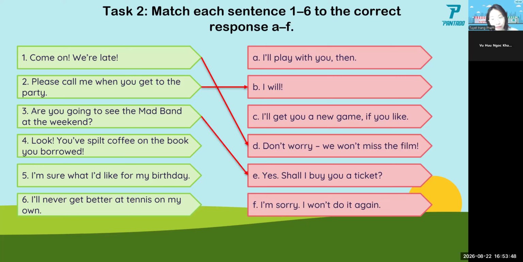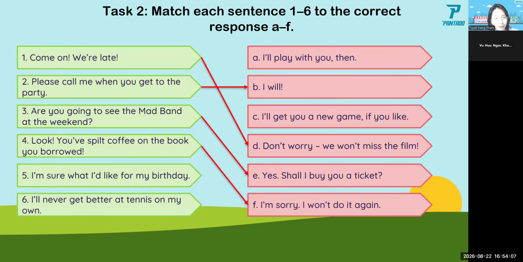You have E? Yes. So I buy your ticket. Number 4. Look, you've spilt coffee on the book you borrowed. You just F. I'm sorry, I won't do it again.